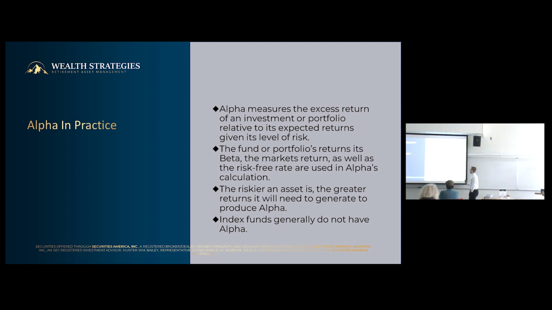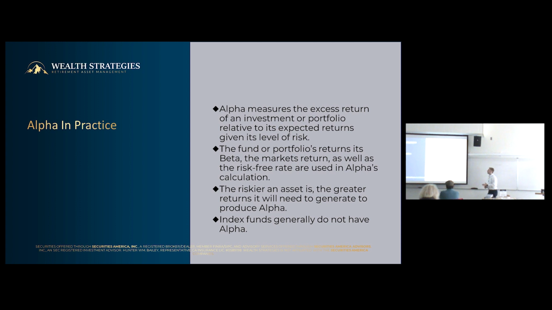So alpha measures the excess return of an investment or portfolio relative to its expected returns given its level of risk. Remember, level of risk being beta, expected returns basically being the market premium multiplied by the beta, added back to the risk-free rate. But we don't care about that. Just what are we expecting to see? How much more do we get?